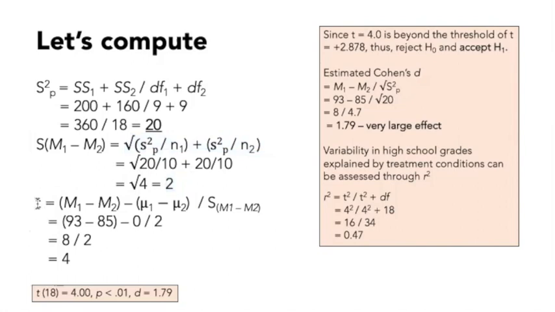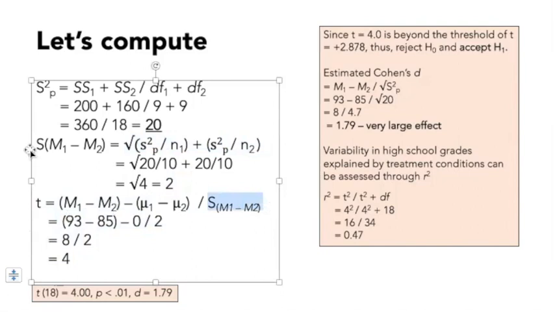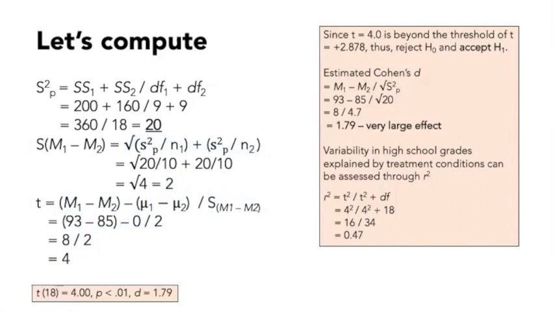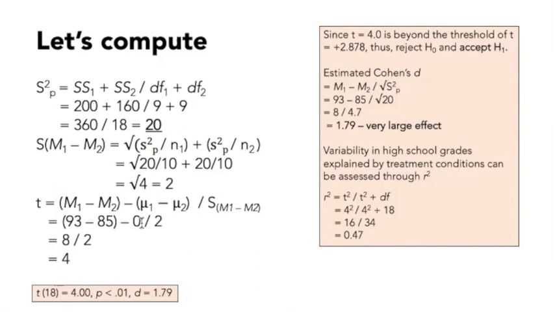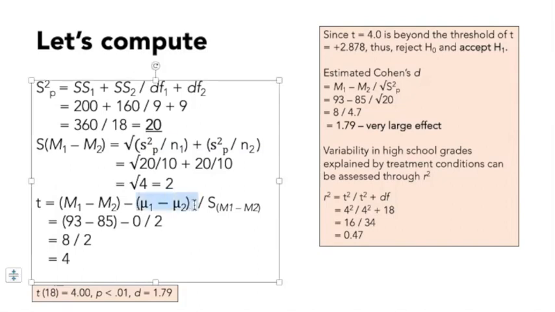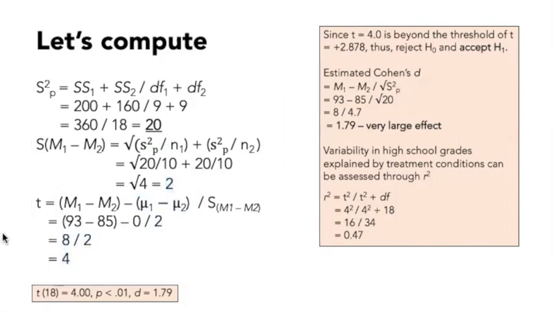Now let's go ahead and calculate our t statistic. m1 minus m2 minus mu1 minus mu2 divided by the estimated standard error. Estimated standard error now we have, that is 2. So m1 is 93. Let's go to the calculation. This is m1 93, m2 is 85. So 93 minus 85 minus mu1 minus mu2, that is always 0, divided by 2. 2 is the estimated standard error. So the answer is 8 divided by 2, and the final answer is 4.